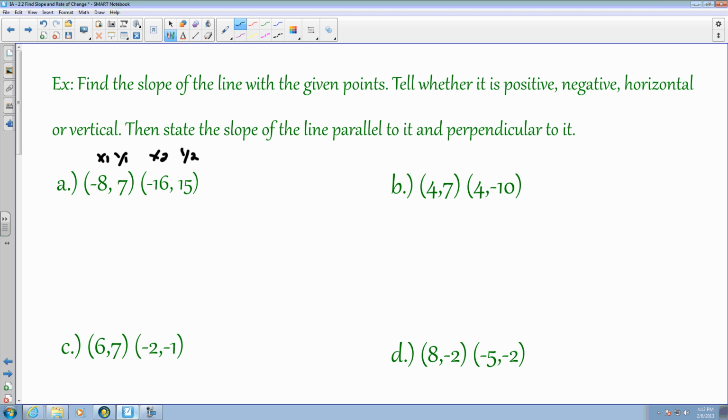So my y2 is 15, minus 7, divided by negative 16 minus a negative 8. 15 minus 7 is 8. This becomes plus, so we've got negative 8, which equals a negative 1. For A, this has a negative slope.